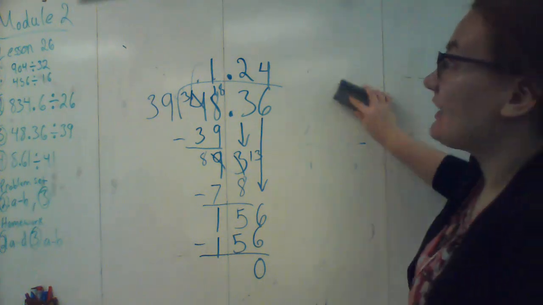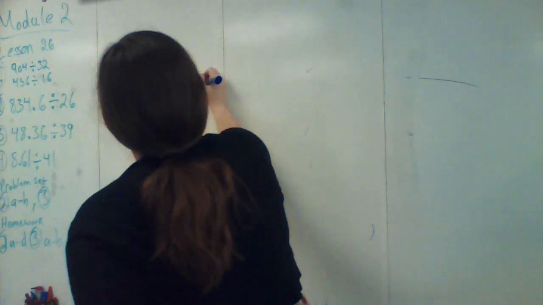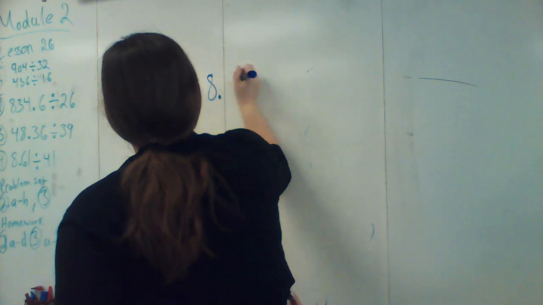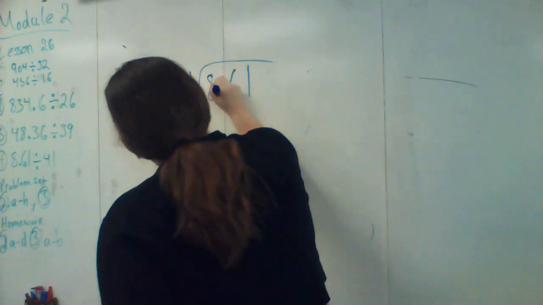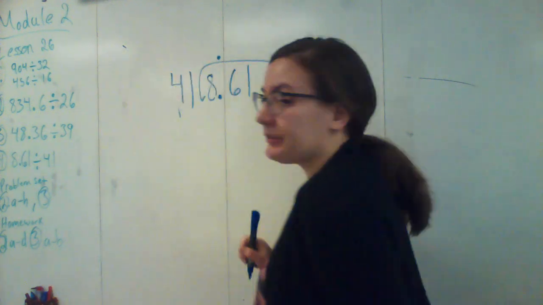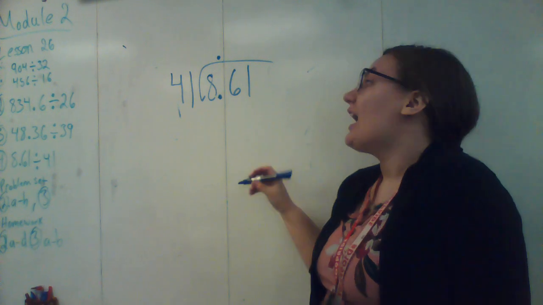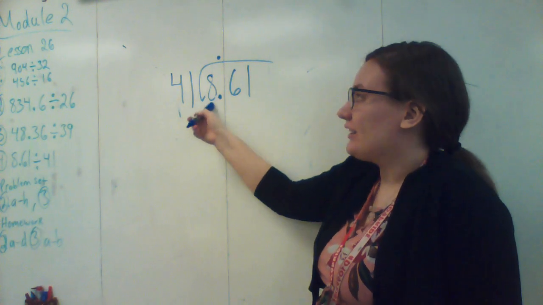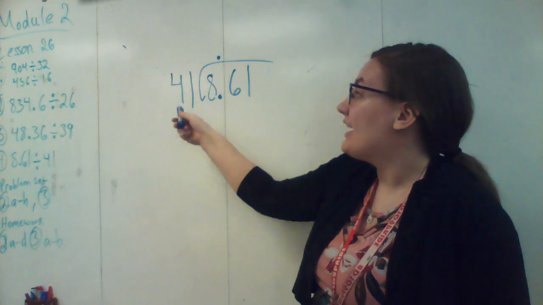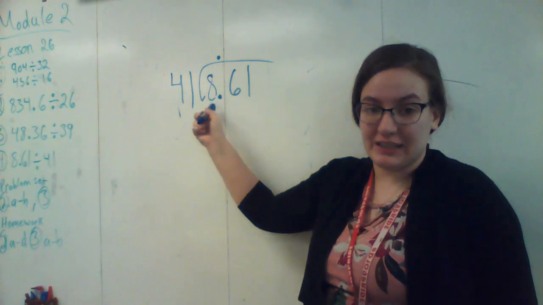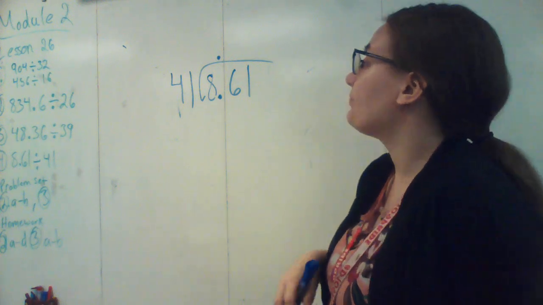Let's work on our very last problem, which is 8 and 61 hundredths divided by 41. Move my decimal right up here. And now this one might be a little bit tricky. So before you pause it and try it on your own, I don't want you to think of this as just 41 goes into 8, and then does 41 go into 8.6. I want you to think of this as, can 41 fit into 86? Pretend that decimal isn't even there. So go ahead and pause the video and then try this problem.